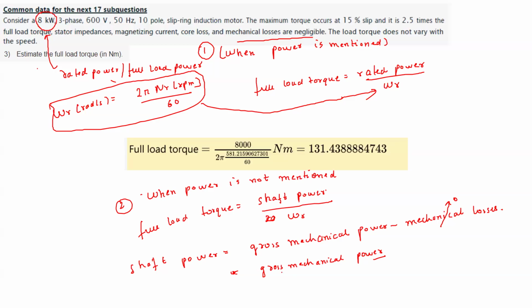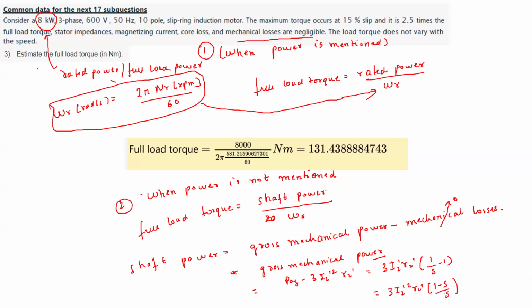Now here, what is the gross mechanical power? We know it is air gap power minus 3 I2' square R2'. Air gap power minus the copper loss is equal to gross mechanical power. So if I write this in terms like this, this becomes 3 I2' square R2' by (1 by S minus 1). So this becomes 3 I2' square R2' (1 minus S) by S.